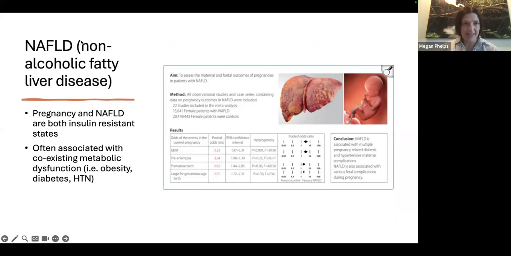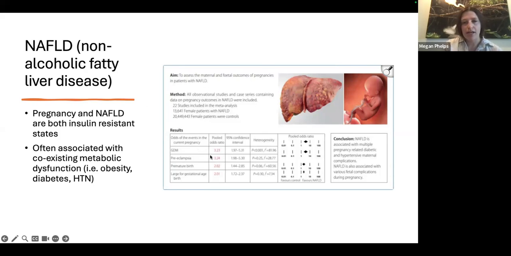Overall, pregnancy is an insulin-resistant state, so is NAFLD. I think the current data says that 10% of reproductive age females have NAFLD. This is from a meta-analysis in 2021 looking at the adverse fetal and maternal outcomes of NAFLD.